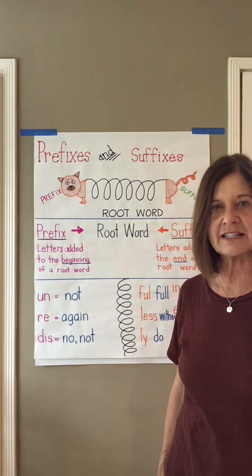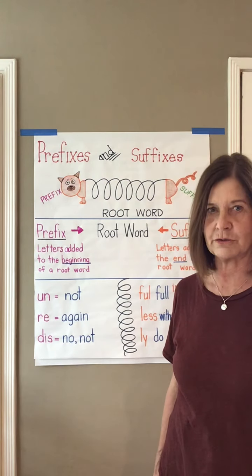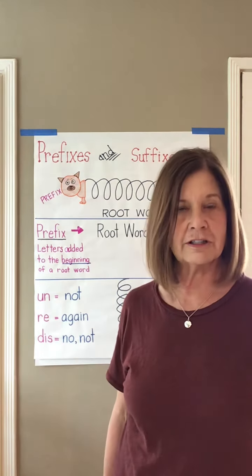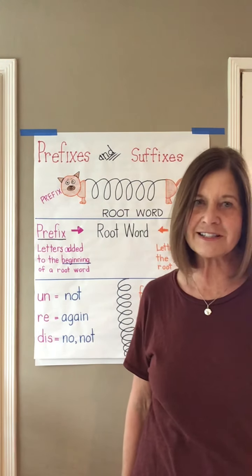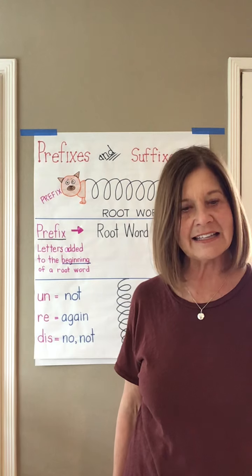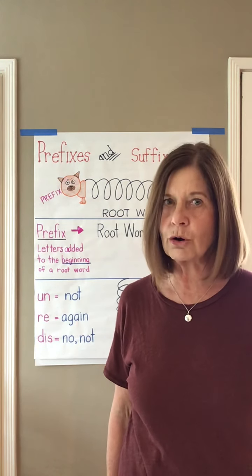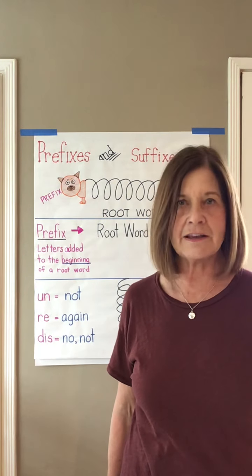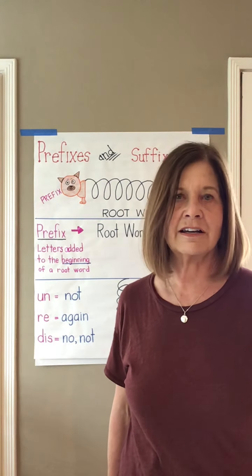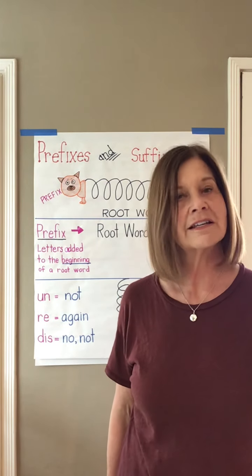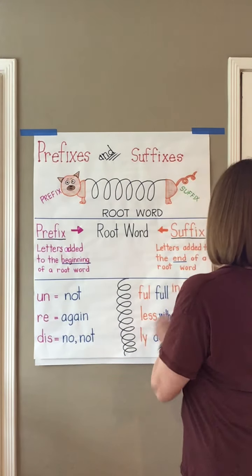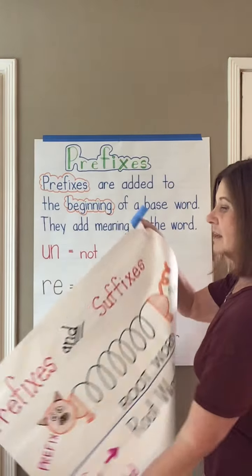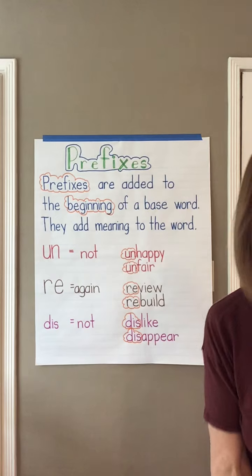So let's use those as an example. Those are your root words or your base words, like happy or tie. Three of the prefixes that we're going to learn today are un, which means not, re, which means again, and dis, which means no or not. So let's take down our prefix, suffix, affix chart and get going on our new tools, and the newest one, prefixes. So here we are, taking down this chart and looking at our new chart.